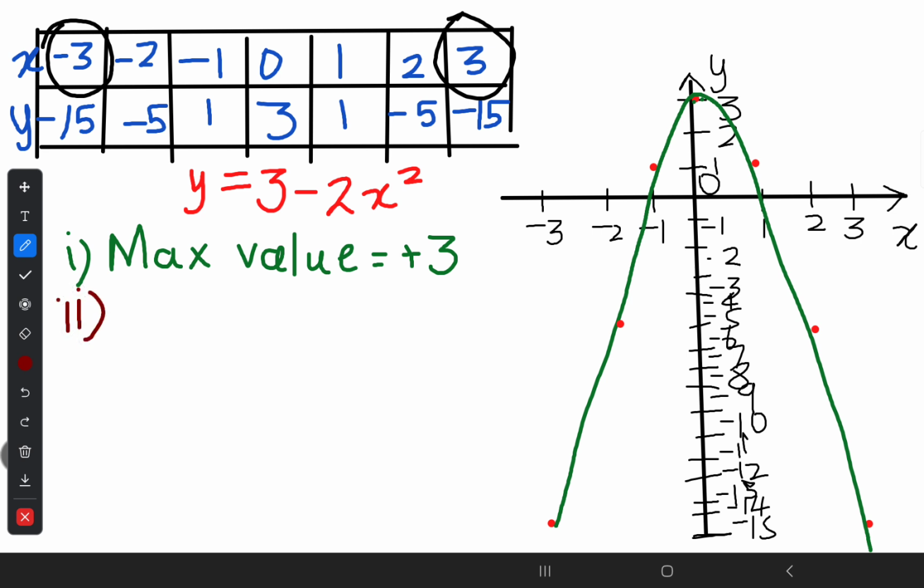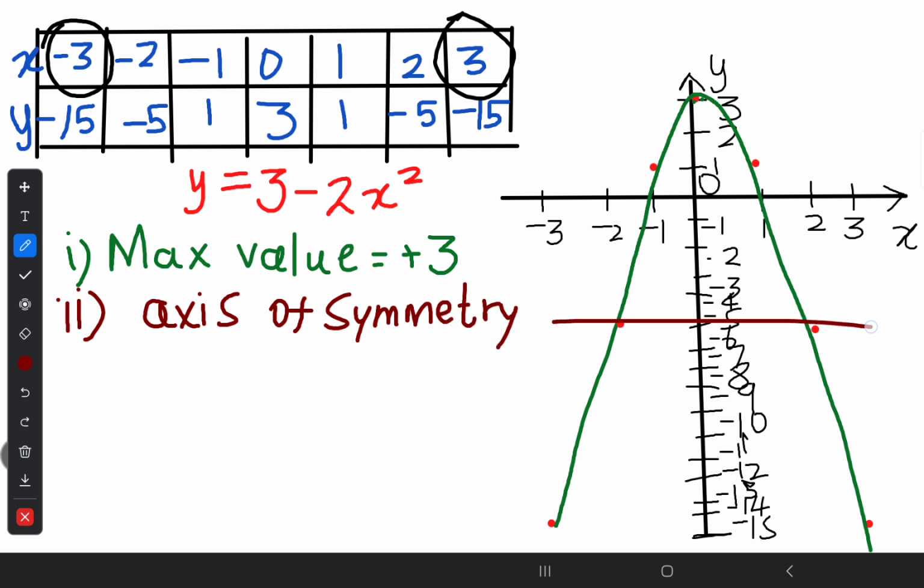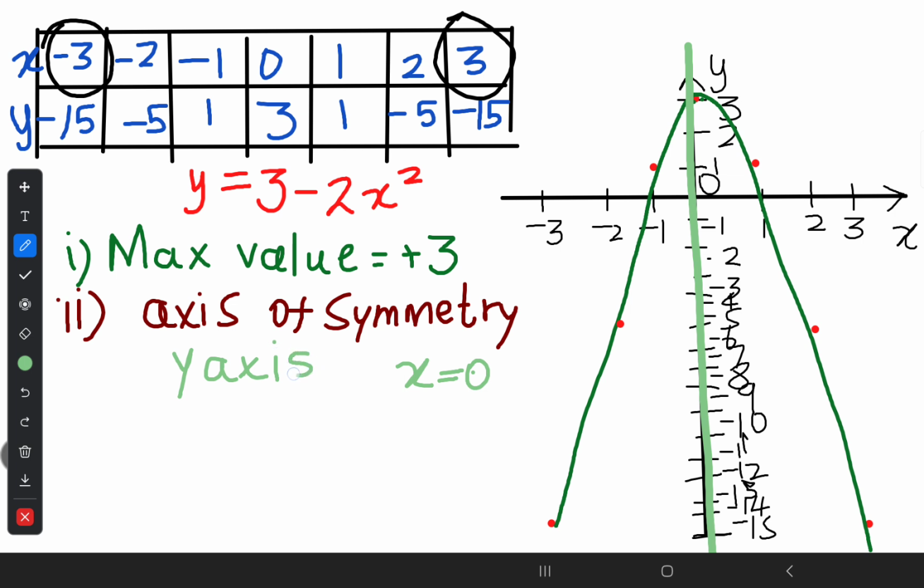The second question is the axis of symmetry. You should find the axis of symmetry for this plotted graph. What would be our axis of symmetry? When you cut over here, can you get two identical pieces? No. This is the way we have to cut. When you cut your graph across this line, you will get two symmetrically aligned portions. So this would be your axis of symmetry, and the y-axis is our axis of symmetry.